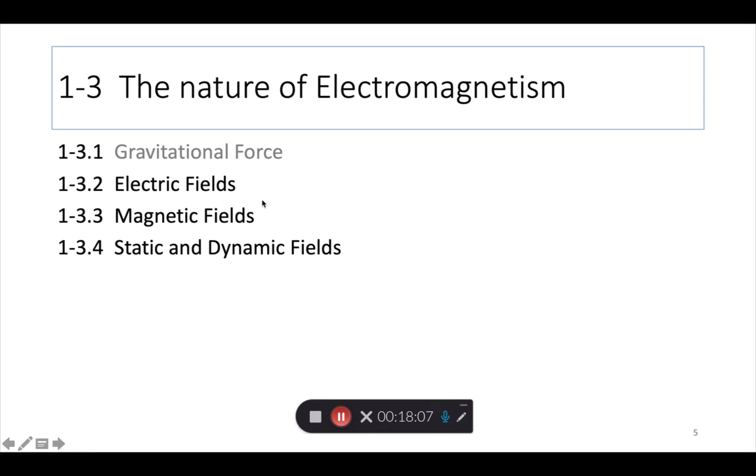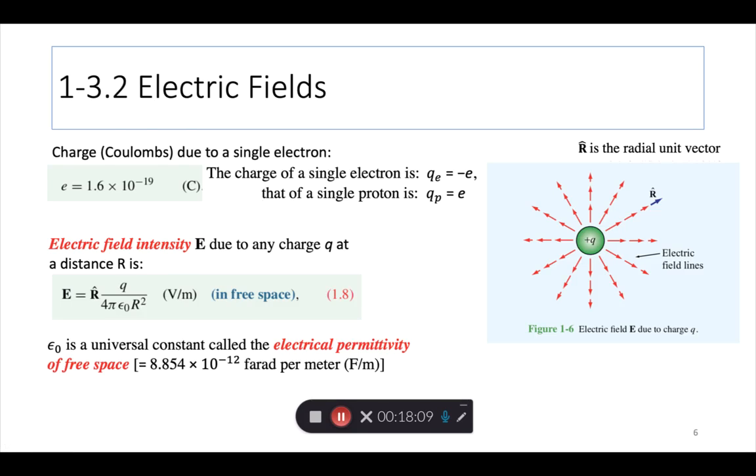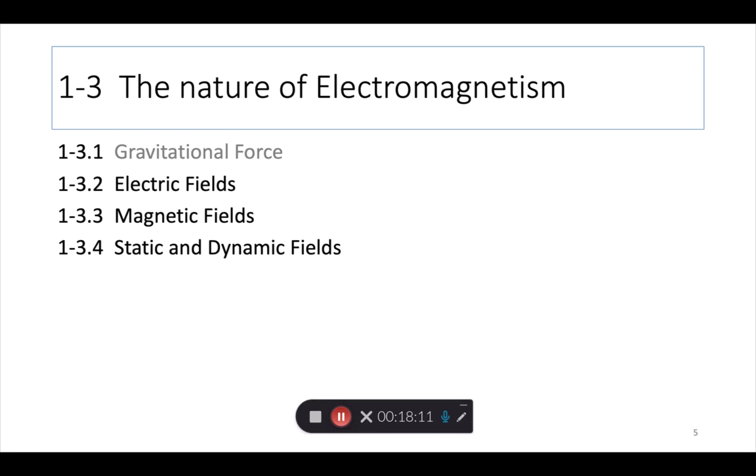And of this, there are again important topics. Well, there's 4. There's gravitational force, electric fields, magnetic fields, and static and dynamic fields. Gravitational force, I'm going to skip. Please read it yourself. I'm sure you know most of it. But we're going to zoom into 1, 3, 2 electric fields, followed by these two others.